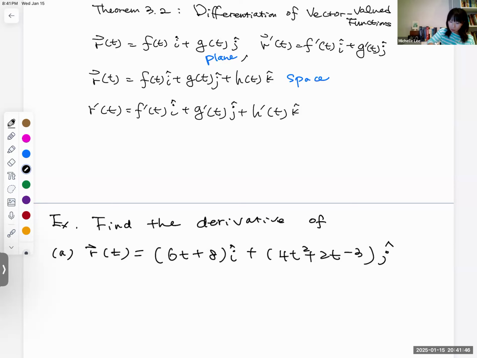Okay, so we want to find the derivative of r of t. We do it term by term. So the 6t plus 8 gives us 6i, right? And then the j term, we have plus, drop the 2, so 8t plus 2 j. Okay, let's do the second one.